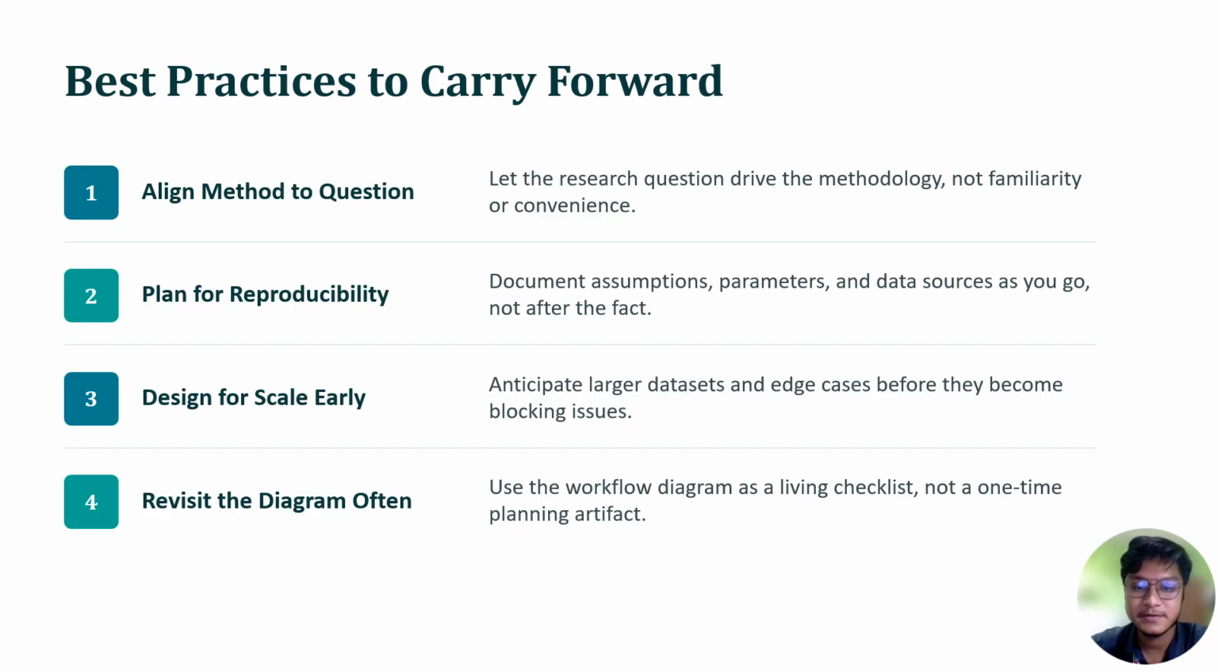Best practices. These are the four important best practices. First, align the method with the research question. Second, plan for reproducibility by documenting our data, assumptions and parameters. Third, design for scale early, especially if we may work with larger datasets later. And finally, we should review the work regularly. The diagram should be treated as a living checklist that can be changed as research develops.